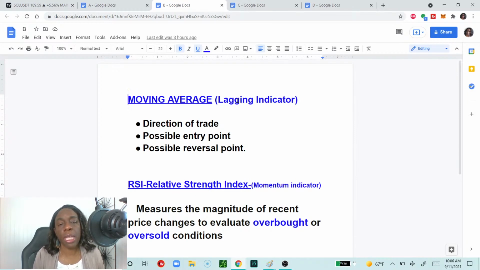Number two, it informs us of possible entry, and I should say entry and exit points. So let's add that.